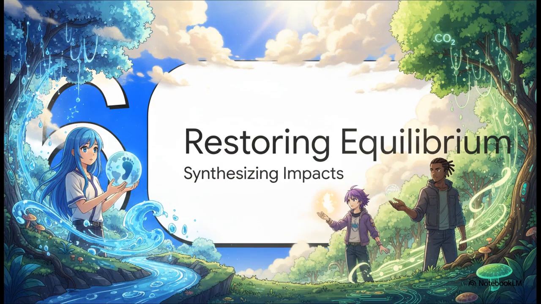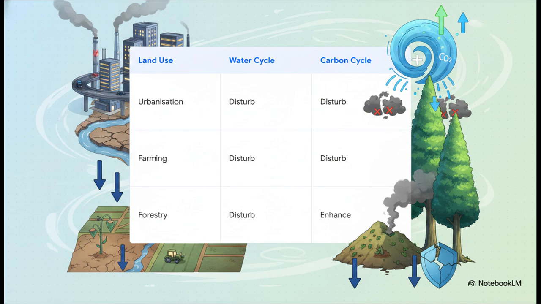Section 6. Restoring dynamic equilibrium. Having analyzed these catalysts of change, let's synthesize how humanity's footprint interlocks across both cycles. This summary matrix is absolutely essential for your exam revision, so make sure you've got it down. Notice the pattern here. Urbanization and farming predominantly disturb both cycles. They deplete our natural stores and dangerously accelerate our flows.